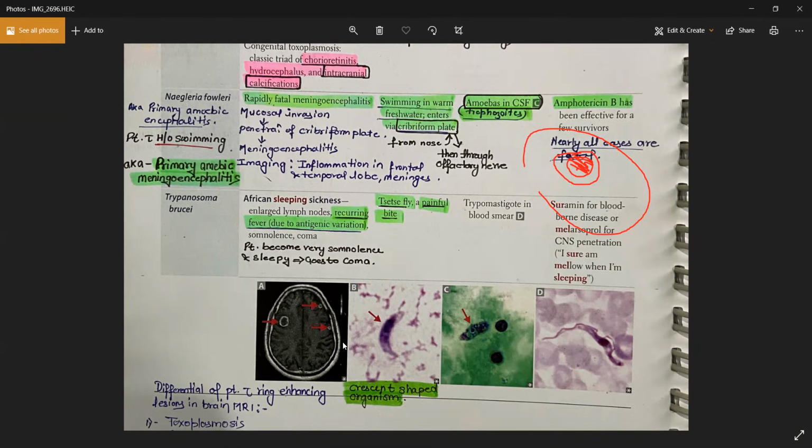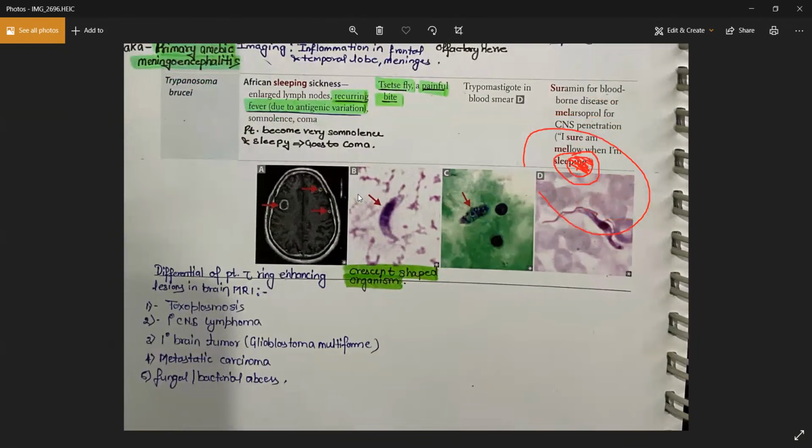But in case of primary CNS lymphoma, it would be a single solitary lesion. And not just in case of Toxoplasma gondii or primary CNS lymphoma, anytime you have a brain abscess, like I told you, you have this central hollow area surrounded by this enhanced area. Whenever you have a brain abscess, you can expect a ring enhancing lesion.